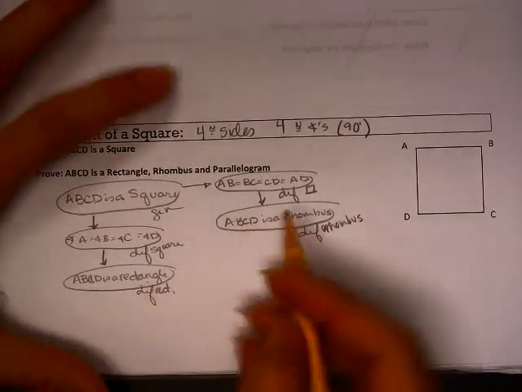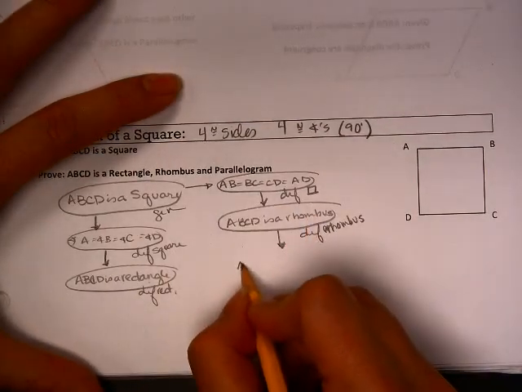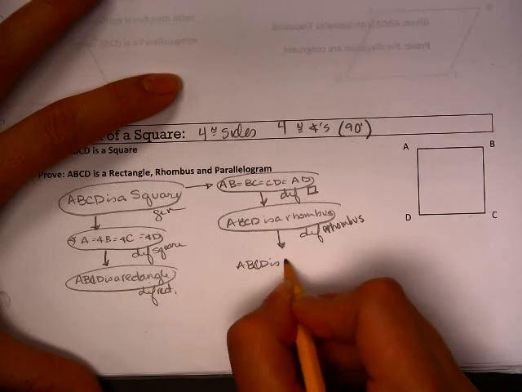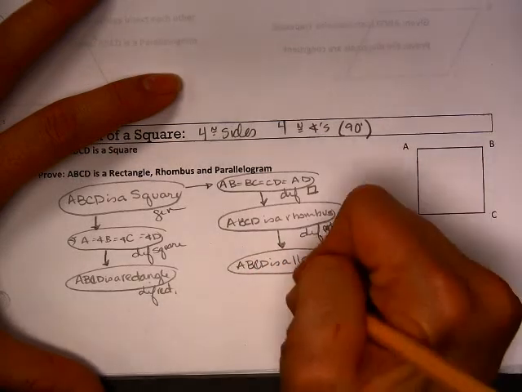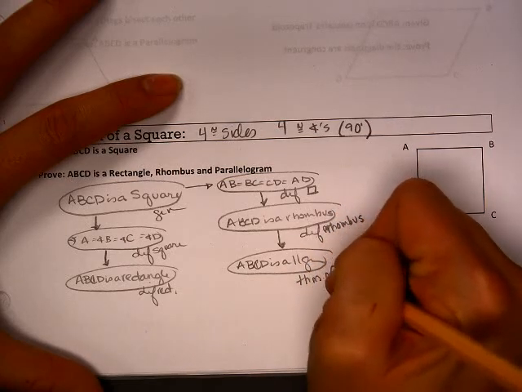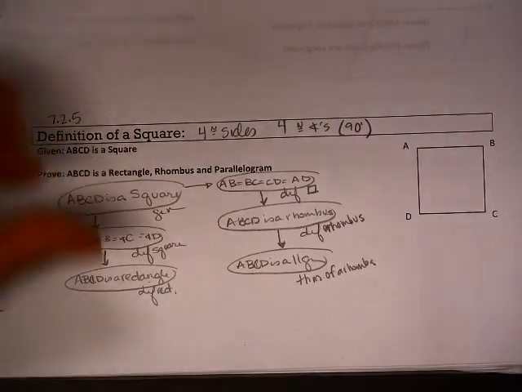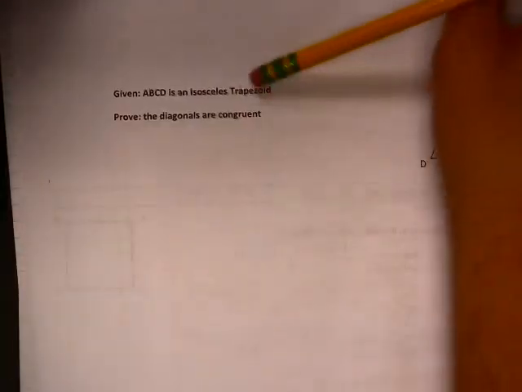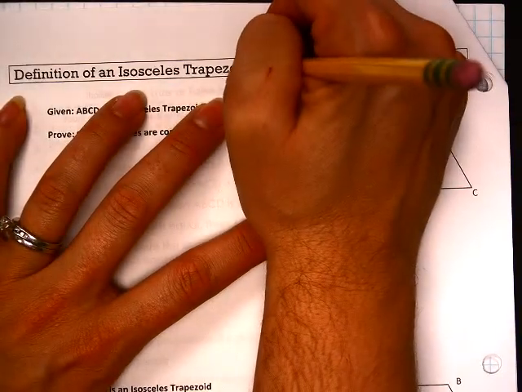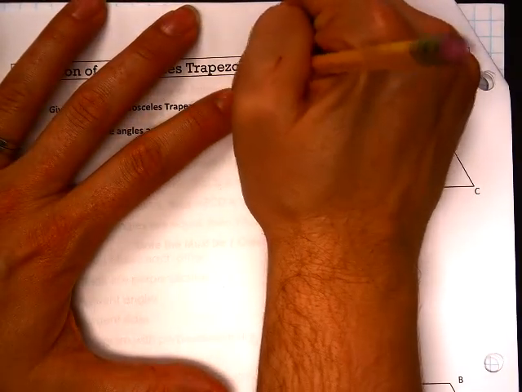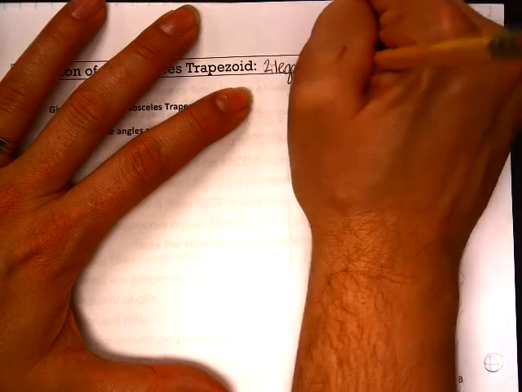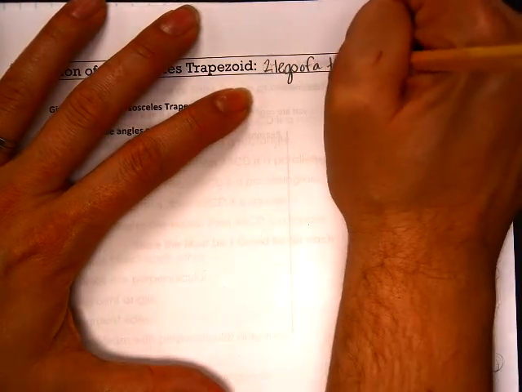Now, from either of these, I can state that it is a parallelogram, because that is a theorem of a rhombus, or a theorem of a rectangle. I've proven that both of those are parallelograms, so I can just do one of each of those. All right, let's do some isosceles trapezoids. So, the definition of my isosceles trapezoids is that the 2 legs of a trapezoid are congruent to each other.